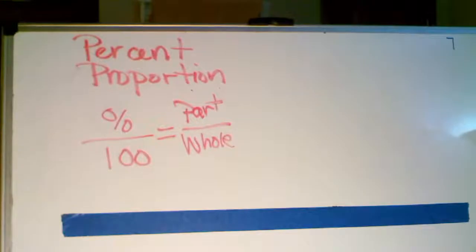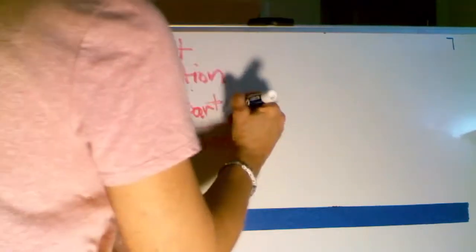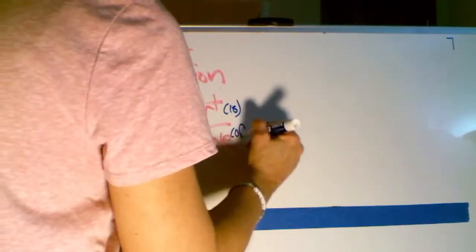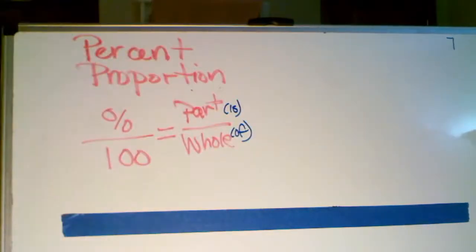And remember, the key words for part and whole, a lot of times you're going to read in a textbook, they don't say part and whole, they say is over of. And you might have heard that before, is over of. Okay, so those are your key words. All right, let's try another example and see what we get.